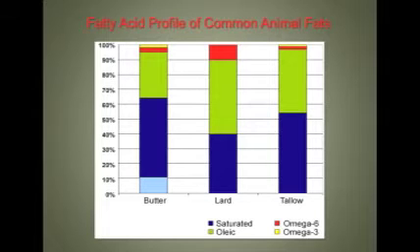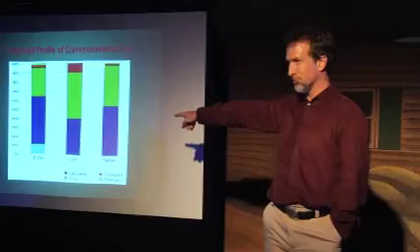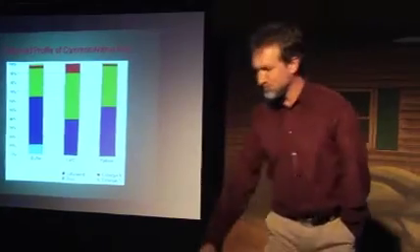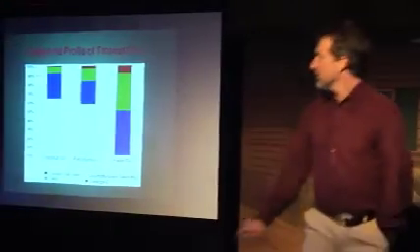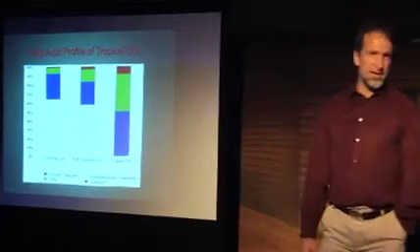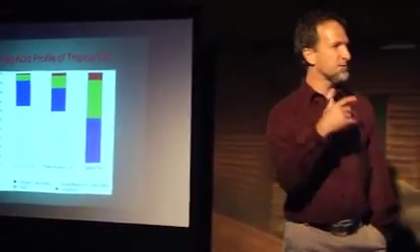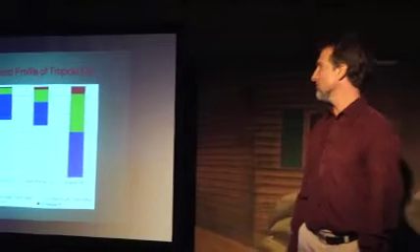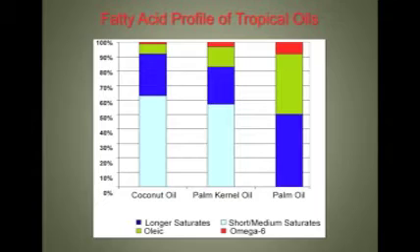In the butter, you have this light blue thing, and those are your short and medium chain fatty acids. Again, they don't occur in very many foods. Butter is one of them. This is where you get your short and medium chain fatty acids. If you want to have short and medium chain fatty acids in your diet to improve your health, you get them from coconut oil and palm kernel oil.